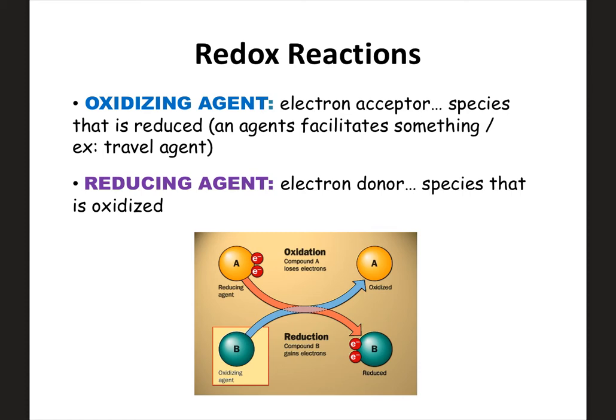So the oxidizing agent is the one that is reduced. And then the reducing agent is the electron donor, or the species that is oxidized here. Okay, so just be aware they're kind of opposite. If you're looking for the reducing agent, you're looking for the one that is oxidized. And if you're looking for the oxidizing agent, you're looking for the one that is reduced.